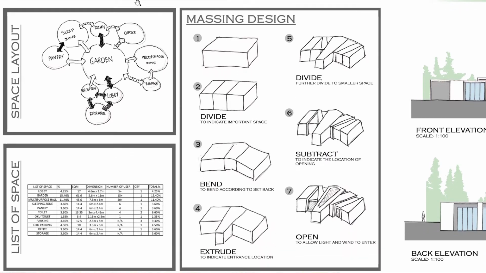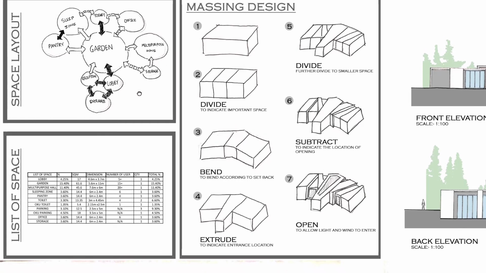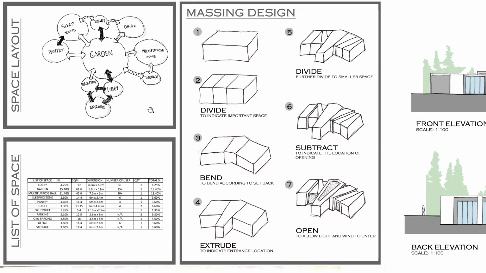For this, I started to do some layout for the planning to understand the different spaces that I need, and then I felt like the garden is the most important one, so I put the garden in the center where it goes to the other zoning if it's possible. And then this part is my study and understanding of the ergonomics of that space, how much space or area I needed for a specific room or space.